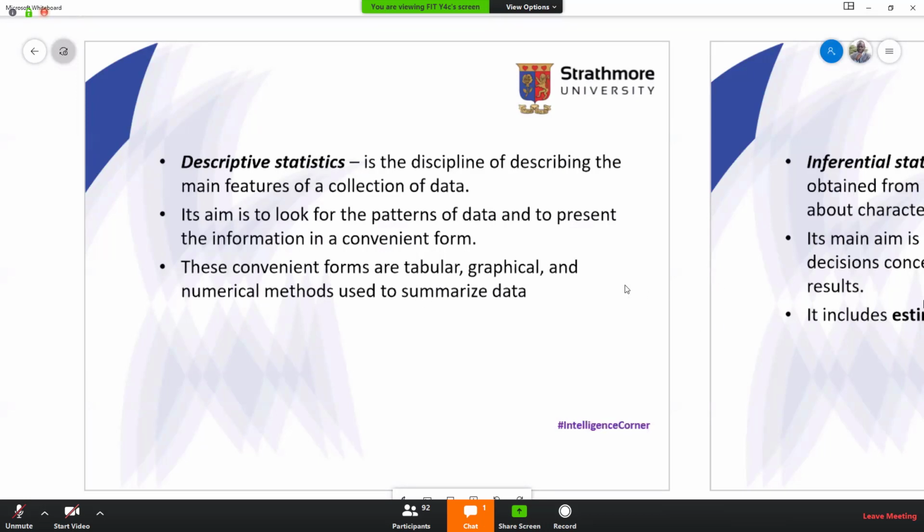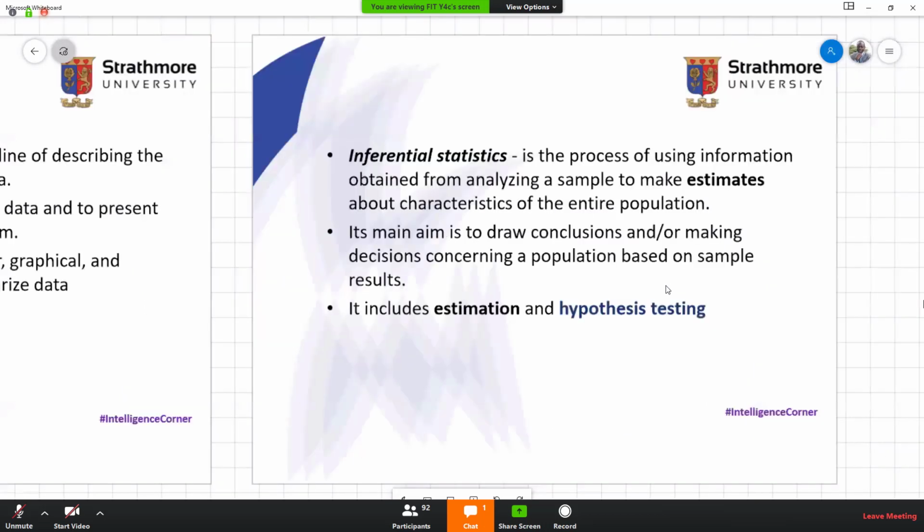Inferential statistics, on the other hand, which we will use a lot, tries to make some conclusions about the population rather than just summarizing the data. So here it does a lot of estimations and tests a lot of hypotheses. You can remember our function is like a hypothesis, and you'll be able to see that.